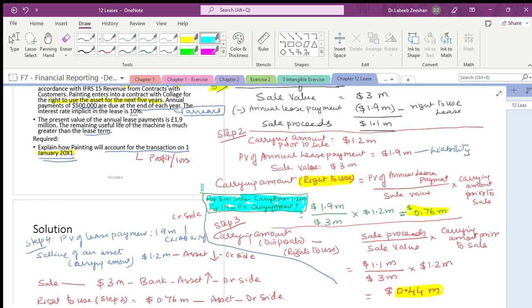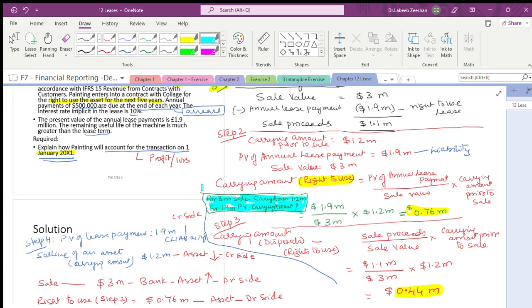Carrying amount is nothing but the basis of financial accounting, basis of financial reporting. We cannot show the market value. Always we have to show the book values. Because we have to show the book values, we have to calculate the carrying amount. That is the reason we have done step 2. Step 3, definitely. Again, we have to know what is the carrying amount.